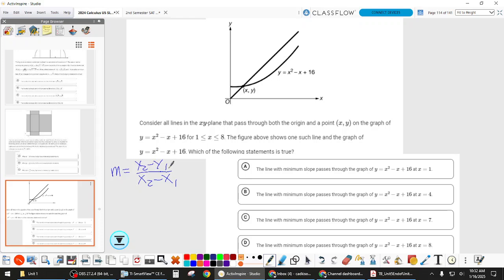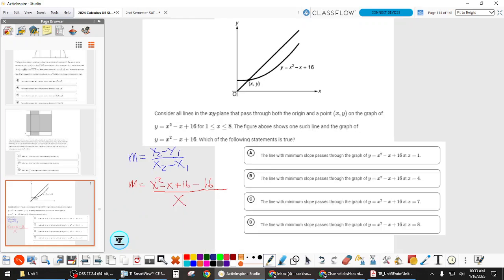Anyway, y1 and x1 will just have a 0 plugged in. X1 is 0, so we're just dealing with our x. But if we plug 0 into the function, we'll have a 16 hanging out. Otherwise, it's x squared minus x plus 16, and then minus 0, 0, and 16. Good? You don't look like you agree. Why did you put minus 16?